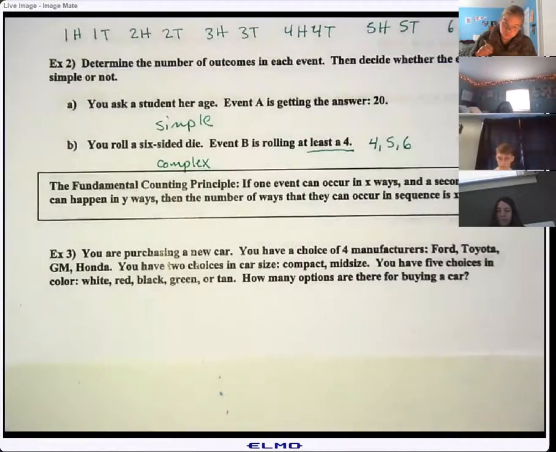The fundamental counting principle says that if one event can occur in X ways and a second event can happen in Y ways, then the number of ways that they can occur in sequence is X times Y. And remember, if you're trying to copy this all into your notebook and getting overwhelmed, you can just ask me for a copy later in school, or you can go back and watch this video slowly if you need to.